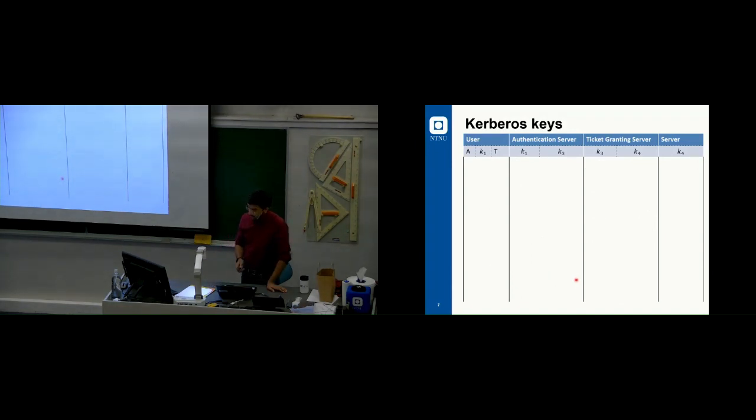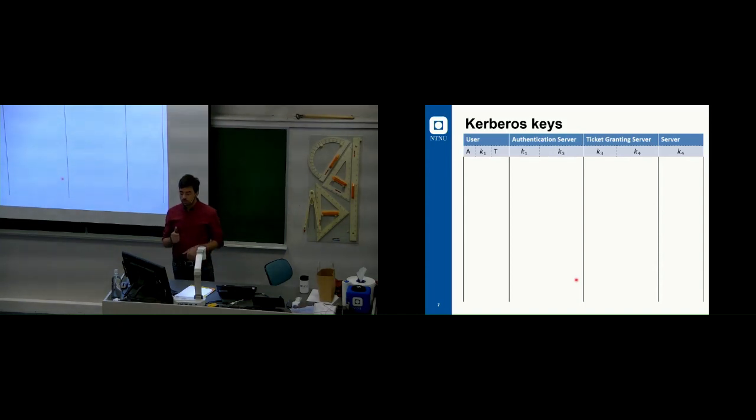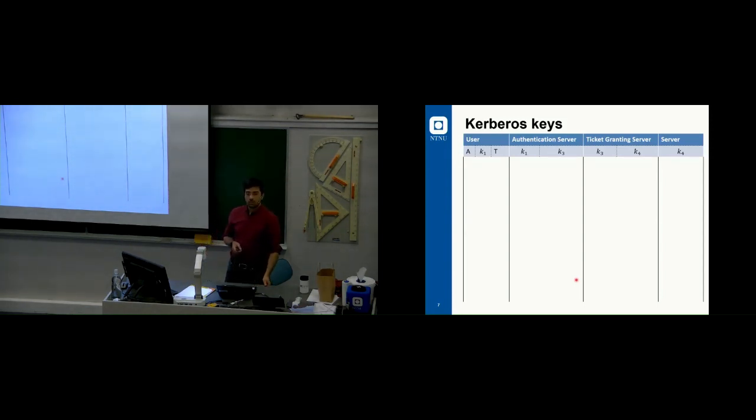We have a user, an authentication server, a ticket granting server, and then the server. The goal is that this user wants to communicate with the server. Initially they have a set of keys, some pairs upon which they have agreed. For example, the user and authentication server have agreed on the key K1. Similarly, the authentication server and the ticket granting server have agreed on key K3, and the ticket granting server and server agree on the key K4. Then using this transitivity, the user will get the access to the server. We will see how.